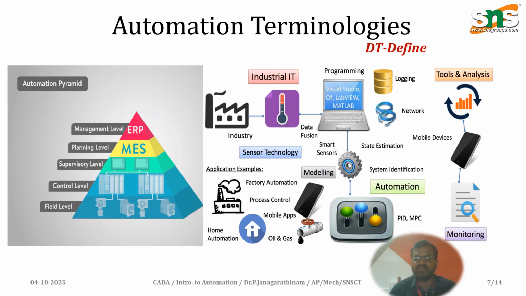This is our general DT design define stage. In our DT define stage, these are the automation terminologies we have to incorporate, which means we have to follow all these things. The first one is the field level. First we are going to analyze what kind of production we have to do, the machining.